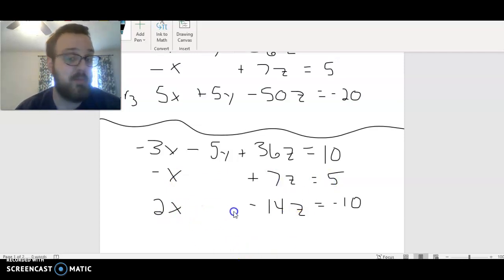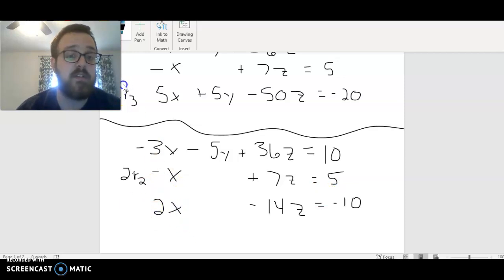You might already notice what's going to happen here, but we'll go through the steps. To get rid of the x, let's say in this last equation, I'm going to multiply this one by 2. So we'll do 2 times row 2, and what that's going to do is make all these be -2x, 14z, and 10, and then I can add these together and make those cancel out.